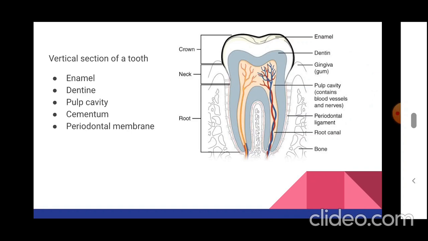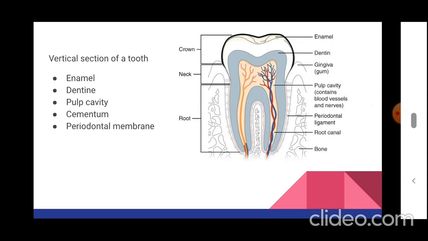You can see the enamel, that is a layer outside the dentin. Dentin is the material which is seen inside. Dentin is marked in grey color. Then inside you can see the pulp cavity, which contains blood vessels and nerves. Then there is the periodontal ligament, which is helping the tooth to be fixed inside the socket.